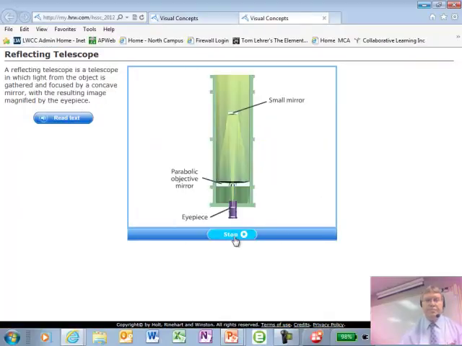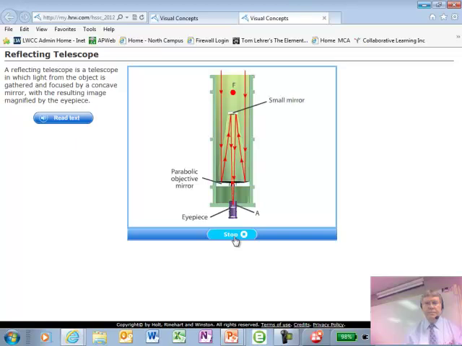A reflecting telescope works by gathering light using a concave mirror and then directing that light through the eyepiece. Parallel light rays pass down the barrel of the telescope and are reflected by the parabolic objective mirror at the telescope's base. These rays converge toward the objective mirror's focal point, F, where a real image would normally form. However, a small curved mirror that lies in the path of the light rays reflects the light back toward the center of the objective mirror.